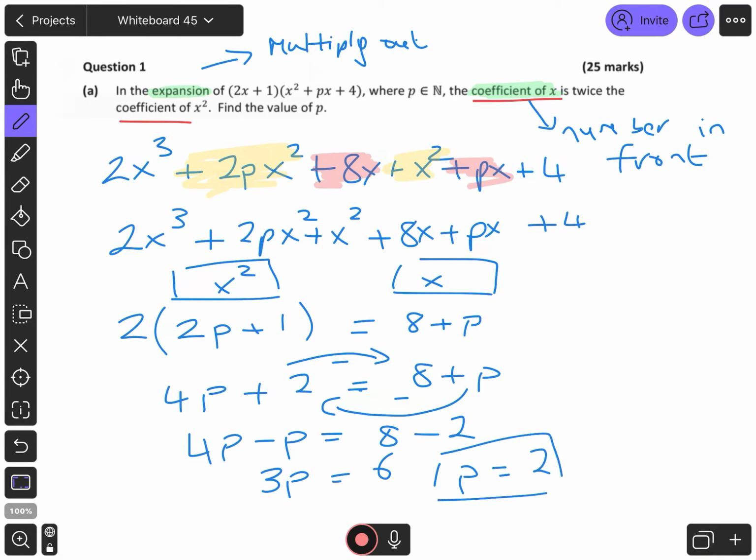So really, it's just about trying to figure out the different words. The main things from here are that we know that expansion means multiply out, and coefficient means the number in front of x, or the number in front of x², whatever the coefficient of is.